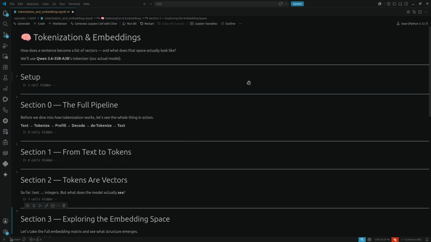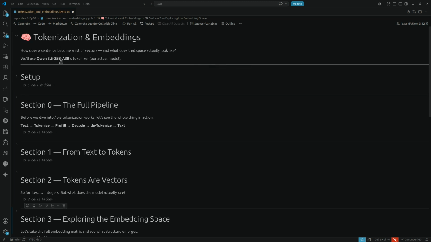This is going to have some interesting insights, some of which surprised me actually. So tokenization and this thing called embeddings, we're going to understand what this is. And the question we're answering is, how does a sentence which the user inputs become a list of vectors? And what does that space actually look like? We'll know what we mean by this.